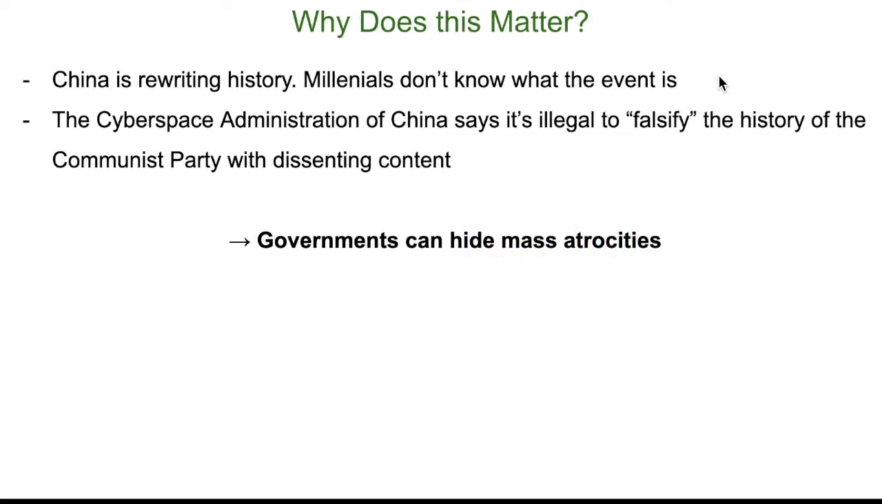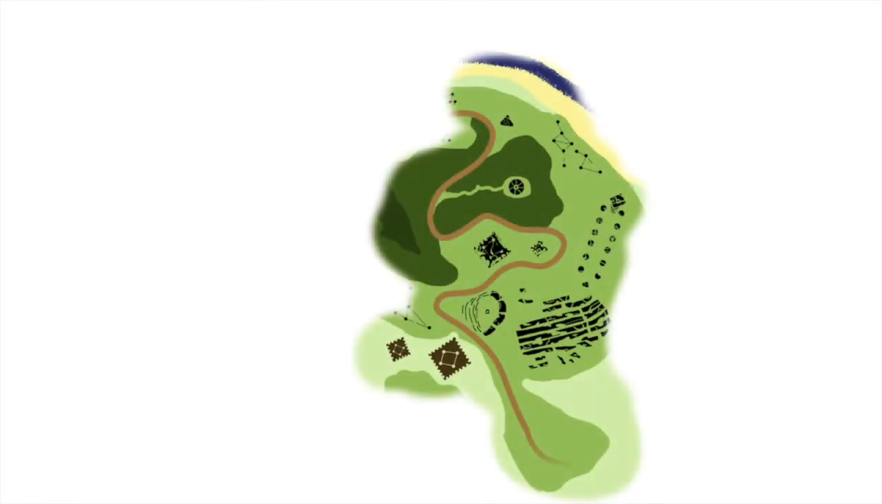And so, in conclusion, this matters because China's rewriting history. Tiananmen Square shows the dangers of the subjectivity of memory and the ramifications of forgetting. The event is an example of collective amnesia, where the Chinese generation today is completely ignorant of the massacre and they have nowhere to go to even find information about the protests. And the Cyberspace Administration of China says it's illegal to falsify the history of the Communist Party with dissenting content. So we can see how a government can manipulate memory and essentially hide mass atrocities.